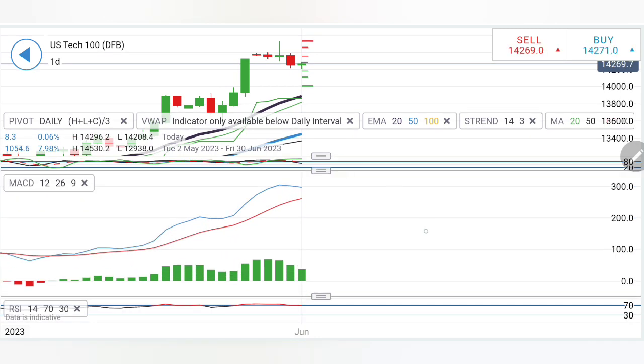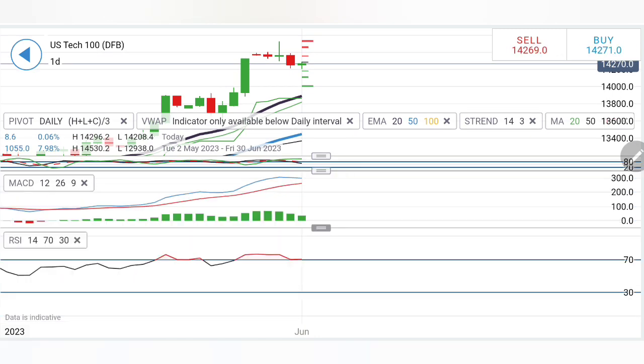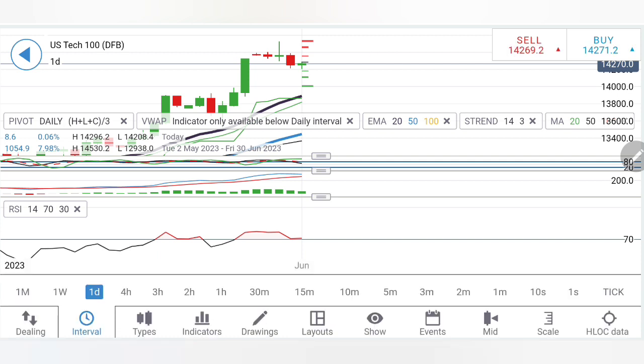The stochastic is dropping. MACD is trying to converge. RSI is overbought, which calls for a further drop, and hence below 14,240 you can take a sell entry.